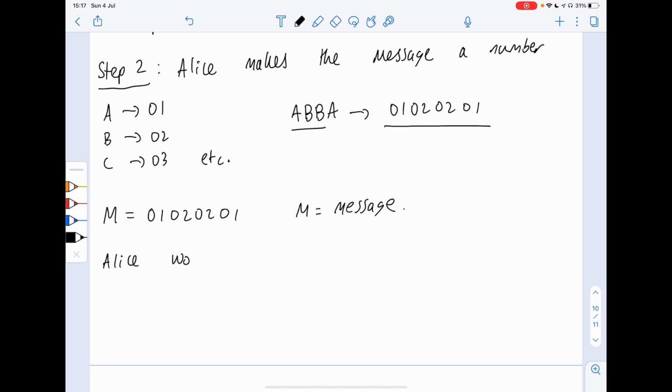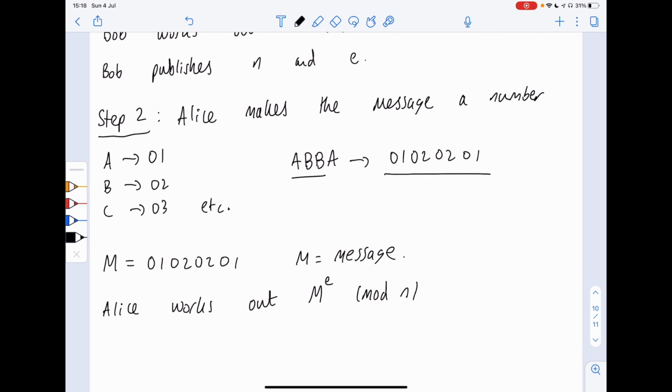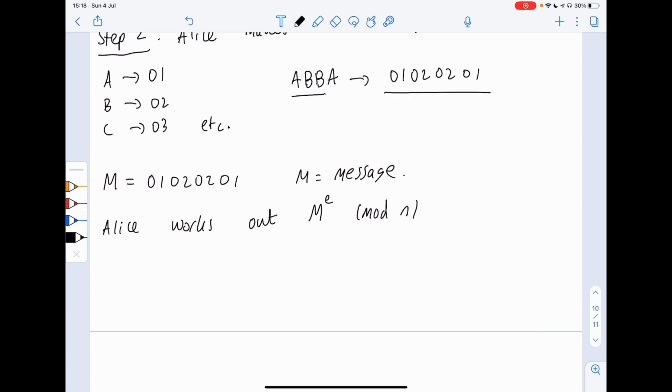Alice works out M to the power of E. We're going to do this mod N. Remember, she knows N, and she works out M to the power of E. So she's done her message to the power of E, this relatively small prime number. And then she can work it out modulo N. All this means is she can make it a number that is less than N. And then this number is published.